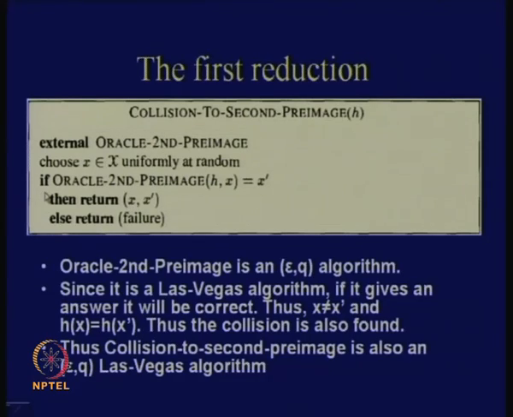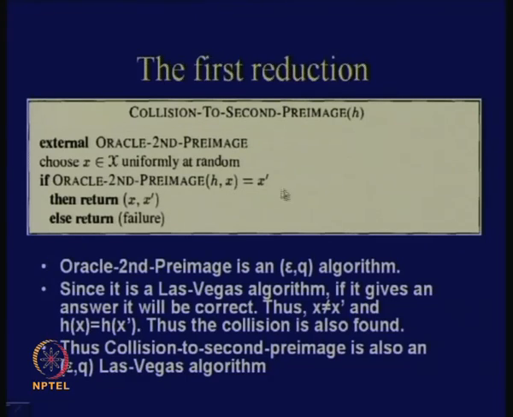This if was probably there because in Stinson's version that you have with you, the second edition, there is an extra check kept over here which checks whether x and x dash are equal or not. But the thing is that x and x dash will always be different, because this is assumed to be a Las Vegas algorithm.